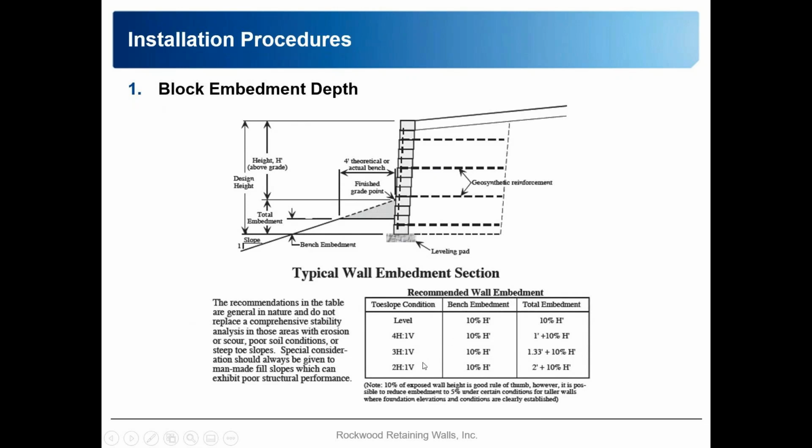As we get into a sloping toe type condition, we're going to increase that. So if it's a 3-to-1 slope, you're going to have 1 foot of block embedded on a 10-foot wall, plus an additional 1.33 feet. So you'd have 2.33 feet buried for a 10-foot wall on a 3-to-1 slope.